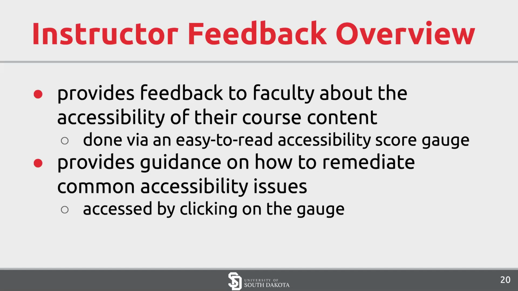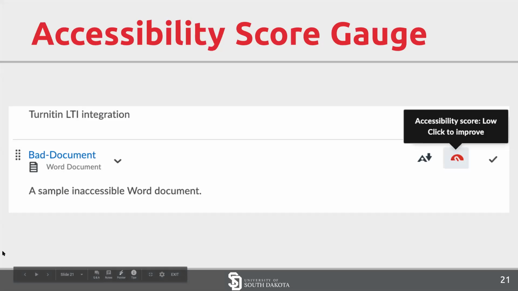When you click on that gauge for a piece of content, it gives you a more in-depth description of what the issues are with that document, and more importantly, gives you guidance on how to remediate those issues. So we'll take a look at that. Going back to that bad document here, if you highlight over that gauge, again, only instructors see this. Students don't see this. Everybody sees the alternative formats icon, but only instructors will see this accessibility gauge.